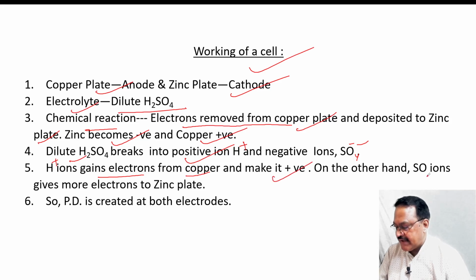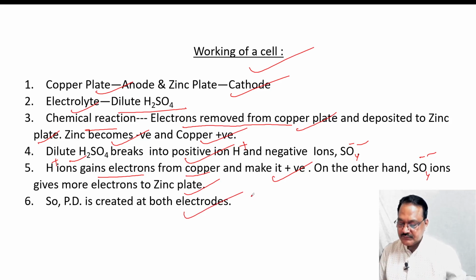On the other hand, the SO4 sulfate ions give more electrons to the zinc plate. Fine. So potential difference is created at both the electrodes. This is all about the electric cell.